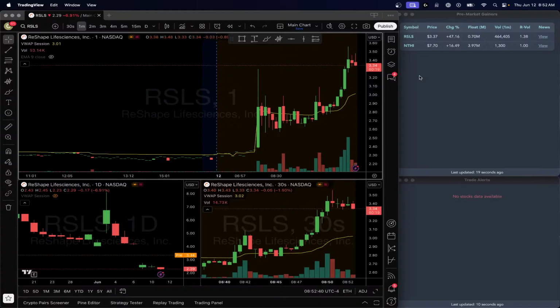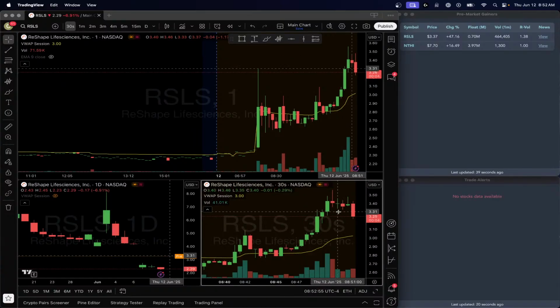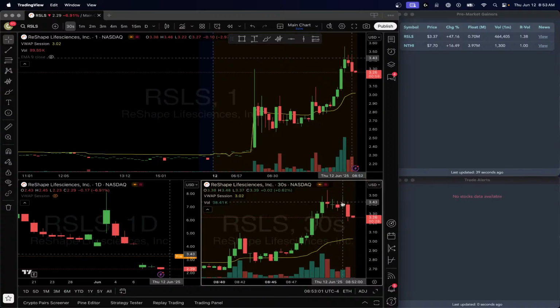Yeah, definitely lock in the profits. Don't let a winner turn into a loser. As you can see here on the 30-second chart, we got a bunch of dojis, so that would definitely be telling me to sell half, lock in the other half, or just get all the way out. You can always get back in.